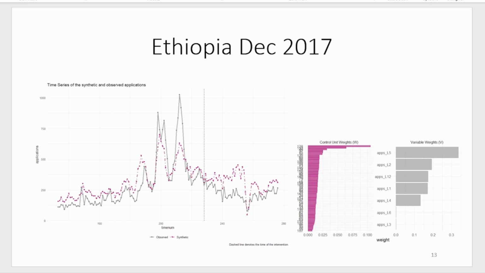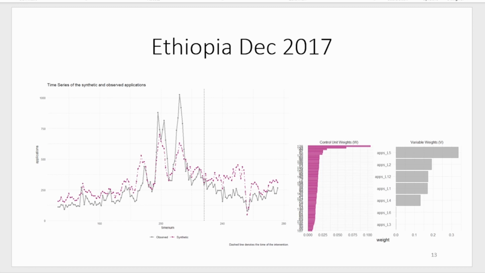Ivory Coast, you've seen it before. Same story, much better match pre-intervention, so maybe more reliable. And then this gap, which lasts for a couple of years, and then the two flows sort of converge again, meaning maybe the effect was not long-term in this case.